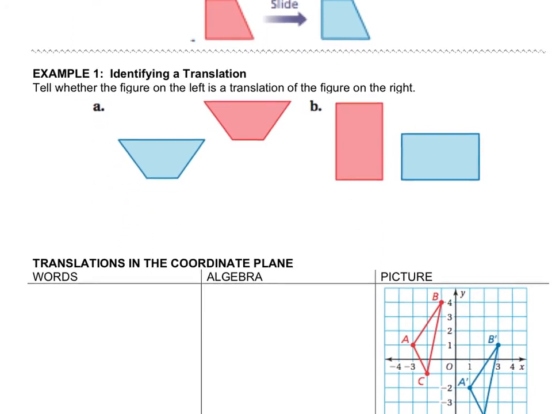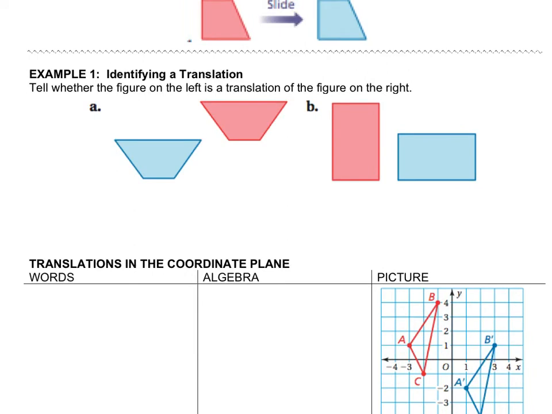Pretty quick, we're going to go through some things that you've already known from the past. When you look at identifying a translation, tell whether the figure on the left is a translation of the figure on the right. What that means is, can I take this shape and literally just put my finger right on the shape and slide it down and over, and it gives me a shape that's the exact same size. It looks the same. It hasn't been flipped, turned, rotated, or anything else. It's just gone from here, down, and over. And I think it's pretty safe to say the answer is yes. This would be an example of a translation.